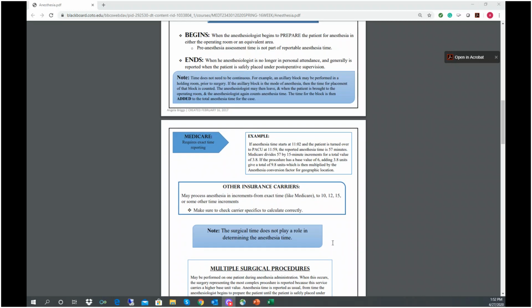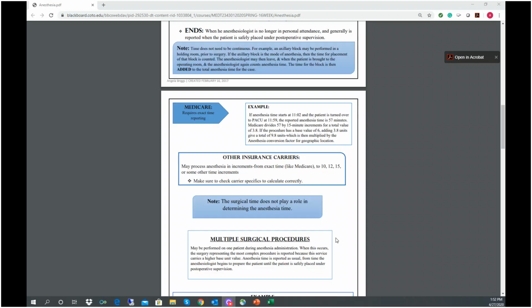Medicare. For Medicare, it requires exact time reporting. So if anesthesia starts at 11:02 and the patient is turned over to the PACU at 11:59, the reported anesthesia time is 57 minutes. Medicare divides 57 by 15-minute increments for a total value of 3.8. The procedure has a base value of 6, adding 3.8 units gives a total of 9.8 units, which is then multiplied by the anesthesia conversion factor for the geographic location.